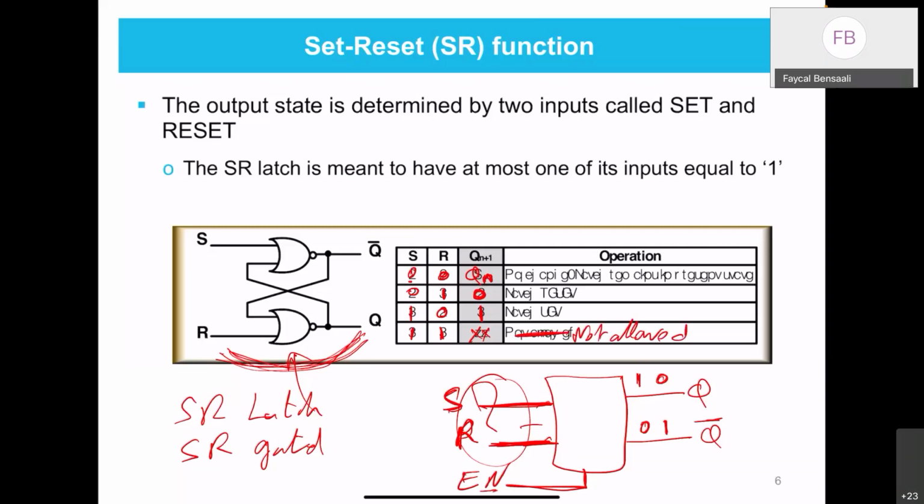Why? If you put 1 on both inputs, you will get both Q and Q bar as 0. This is not allowed. You are not supposed to have the same value on both outputs. One should be the opposite of the other, and this is what we mean by a latch. And this is set, this is reset, and this is no change.